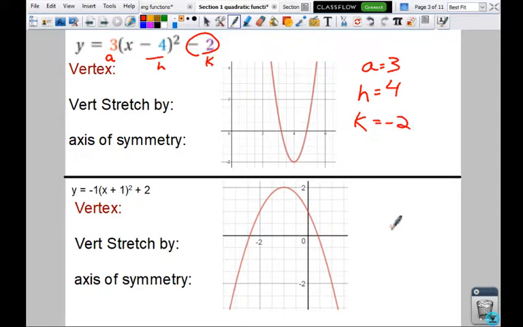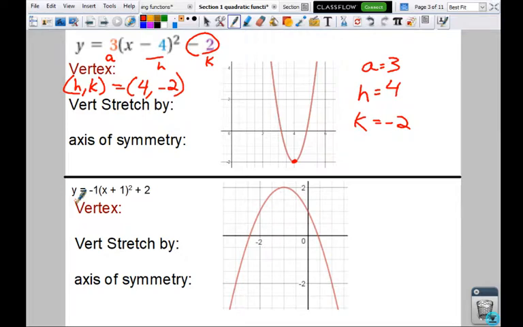So what I'm going to do is label where my vertex is. You can see it on the graph here. It's my very bottom point right there. But we're going to do it without just looking at our graph. So my vertex is at H, comma, K. And because I went through first and labeled my A, H, and K, it's pretty easy to fill out because my H is 4, my K is negative 2, and that's all I need. That is where my vertex is. It is at the point 4, -2.